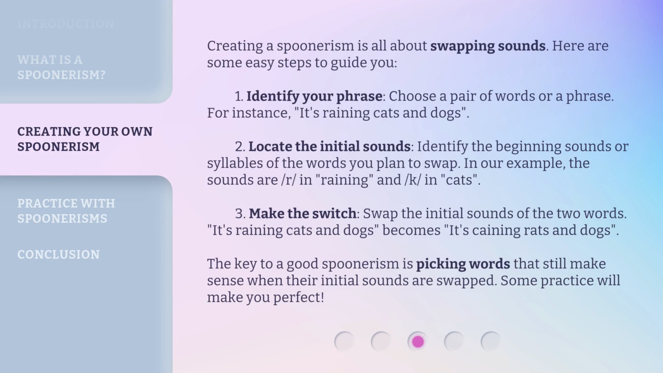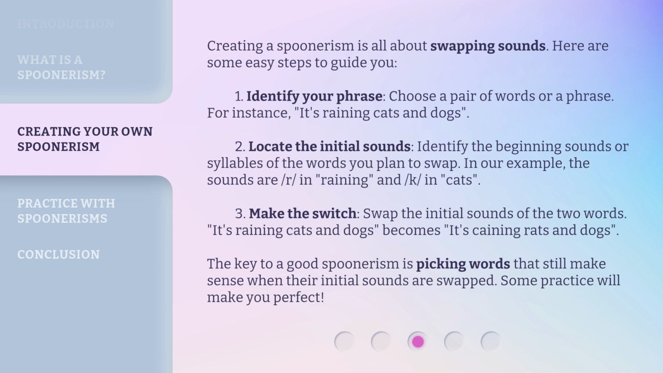Creating a spoonerism is all about swapping sounds. Here are some easy steps to guide you. 1. Identify your phrase. Choose a pair of words or a phrase. For instance, it's raining cats and dogs.